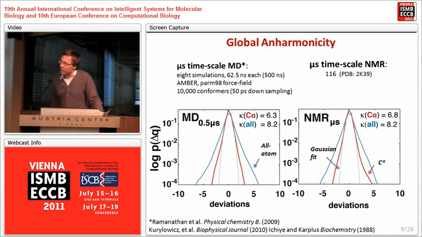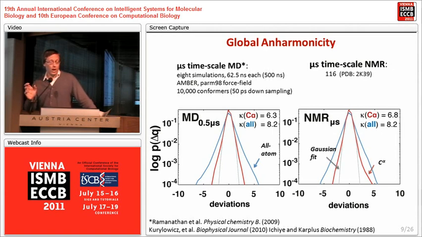Okay, so I showed you the long-tail distribution in the experimental data, and now I want to characterize what I mean by global anharmonicity. What does it mean for a protein to be acting in this non-Gaussian way? The left plot is showing the histogram of deviations for, again, the ubiquitin simulation that I showed at the beginning. The red line is showing the deviations from the mean position for all alpha carbons, and the blue line is for all atoms.